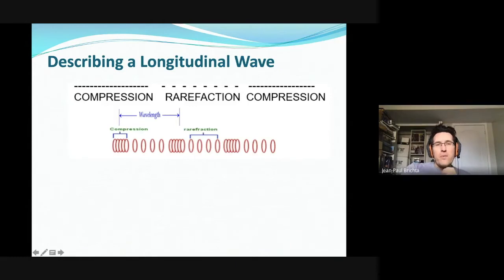Anyway, the wavelength is said to be from where you have one compression to the next, right? So there is still this idea of a wavelength, even though the longitudinal wave looks very different from a transverse wave.